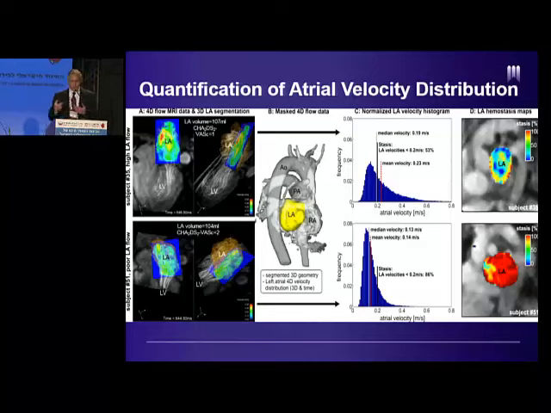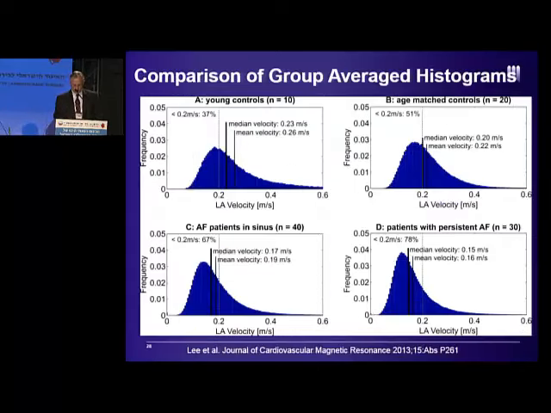So now we can actually develop some visual tools and some analysis tools to be able to look at this. So here we have our young controls and older controls, our AF patients in sinus and our patients with persistent atrial fibrillation. And no matter which parameter you look at, you can see progressive increasing stasis or decline in velocity.